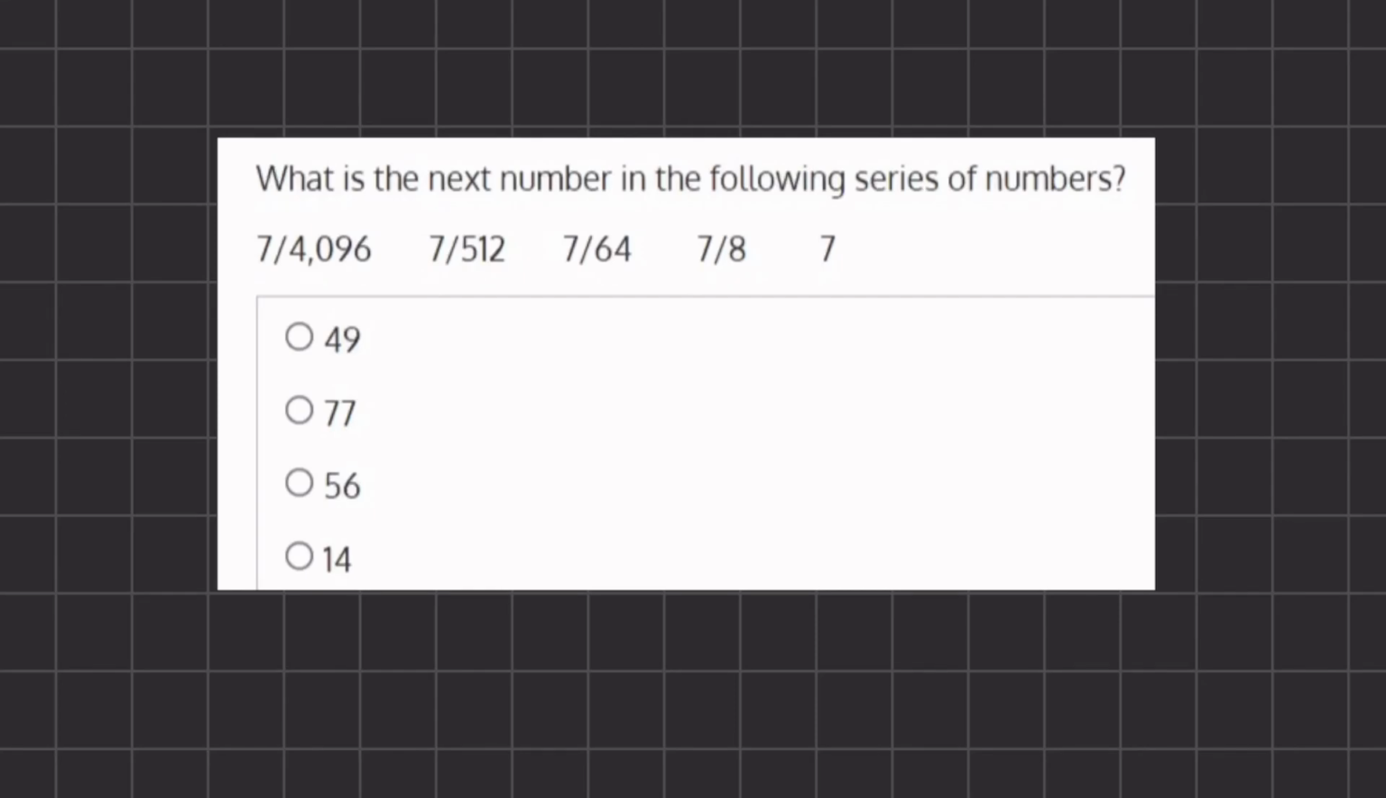Alright, so in this pattern, we want to find what the next number in our following series will be. And in order to do so, we need to find our pattern through our transitions. Now, as you can tell, the first three terms in our series are all fractions with the numerator of 7. And only our denominators are decreasing very rapidly.